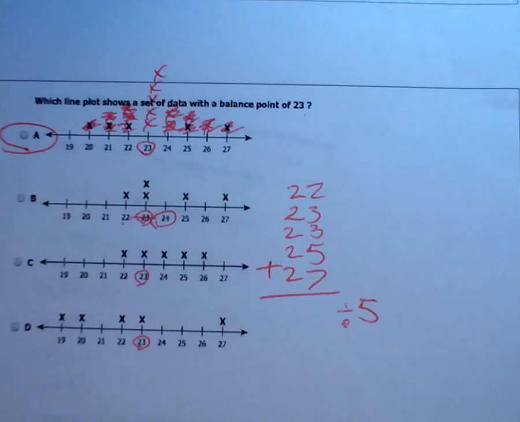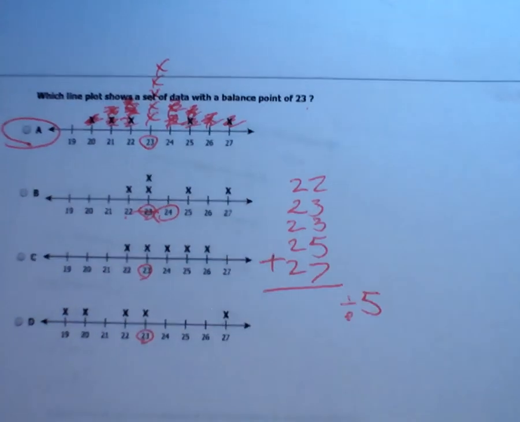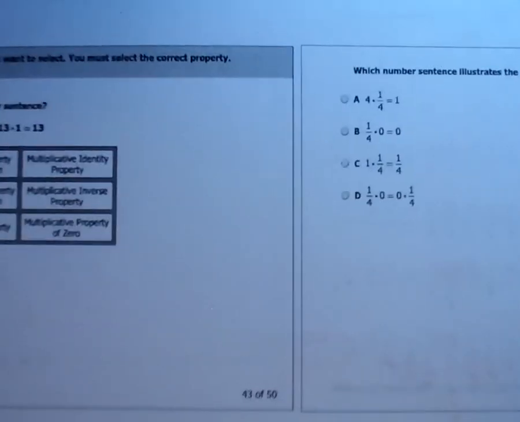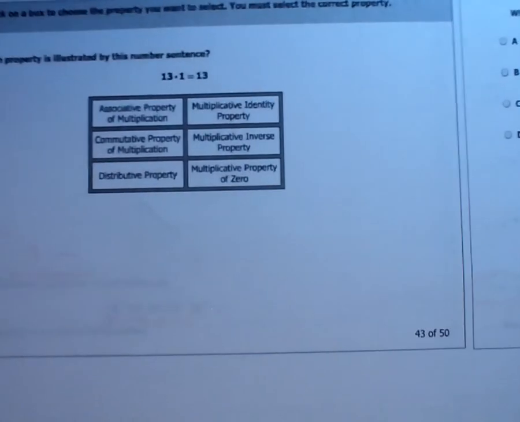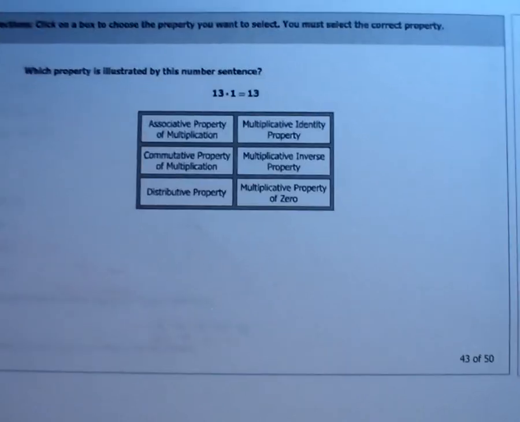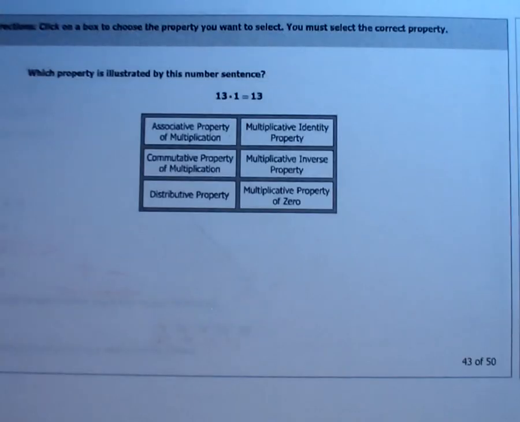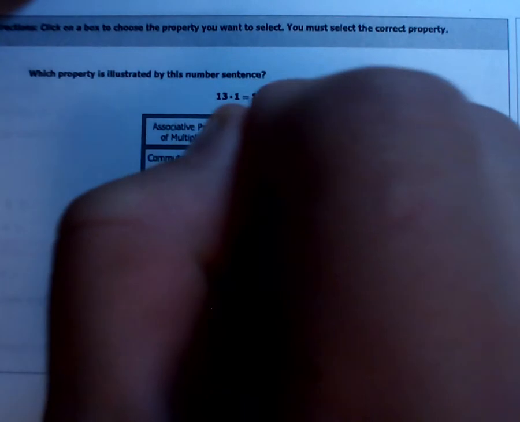For every X, you put the number. If there's two X's on a number, put the number twice, 23, 23, because there's two X's on 23. And that's all this is. This is the same thing as average. It's just a visual way of doing it, and if you're having trouble doing it, bust out that calculator. All right, turning it over. We're already on 43 out of 50, and we're skipping one of them, so we're almost there, guys. 6 left. Which property is illustrated?